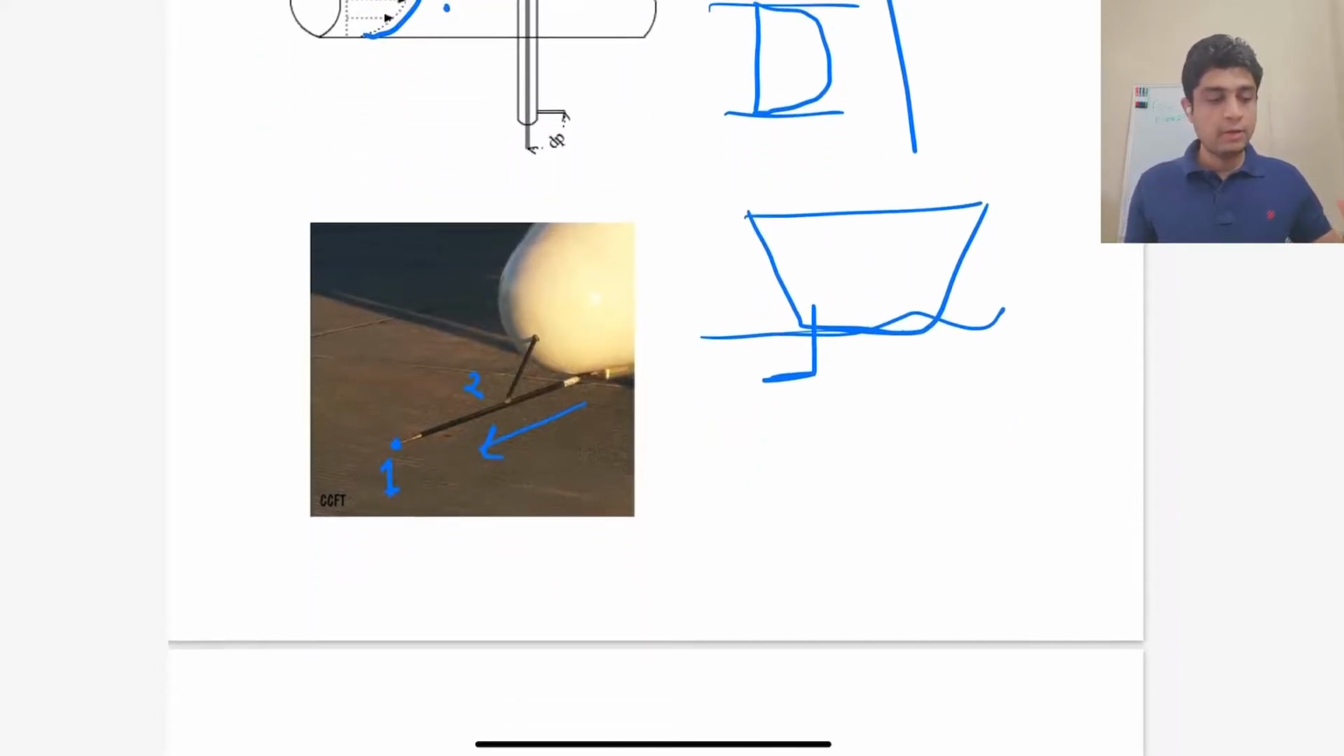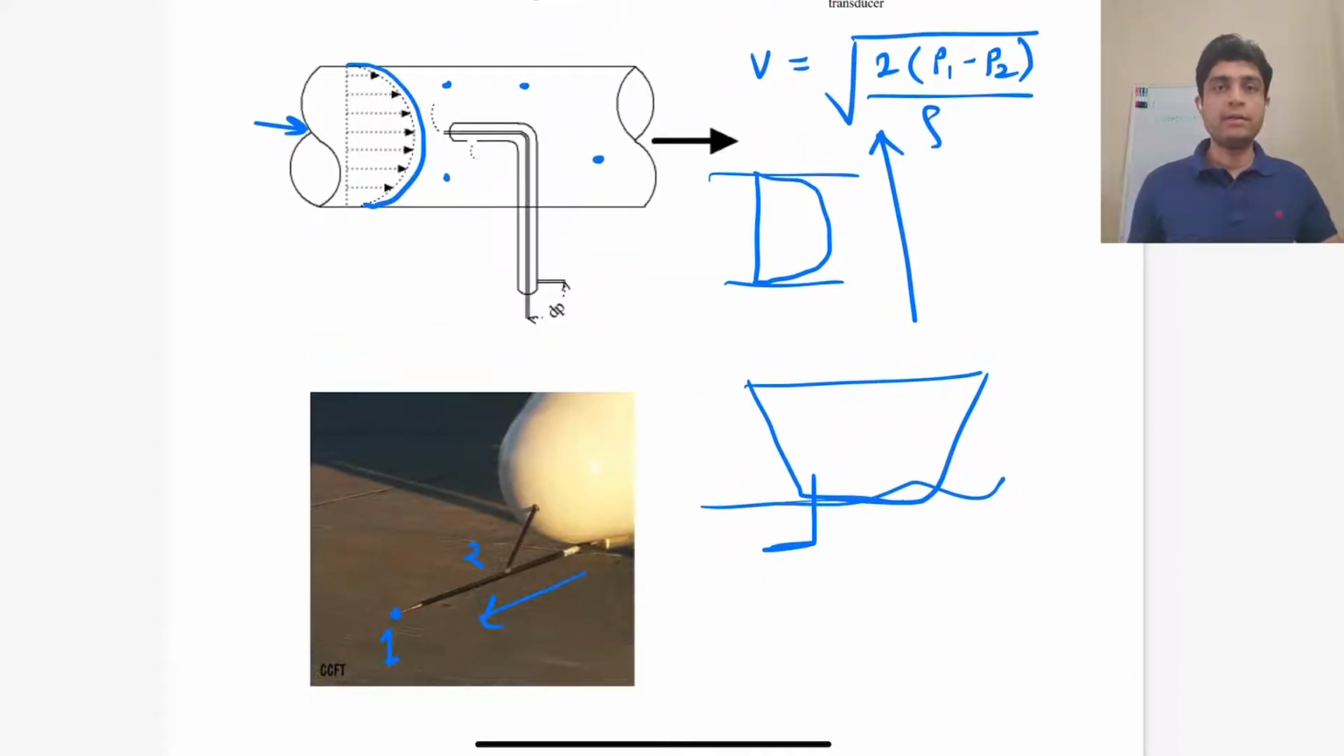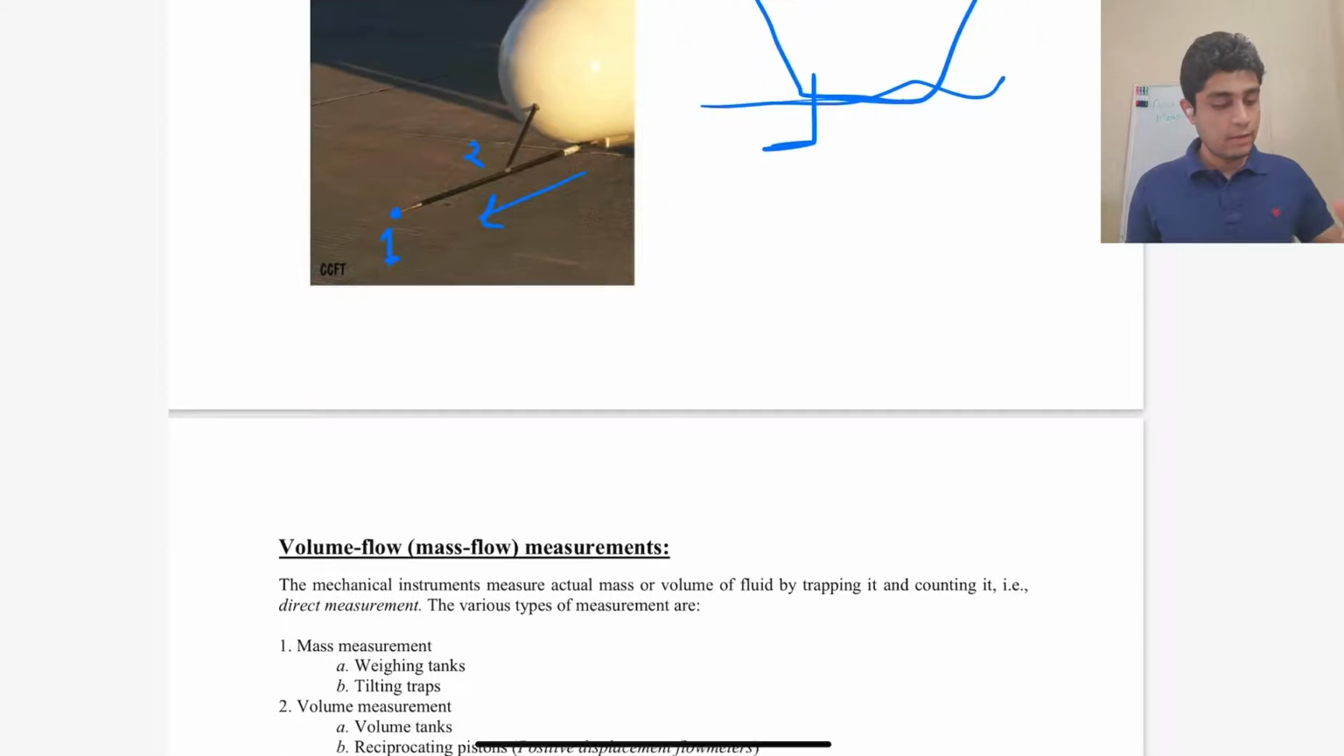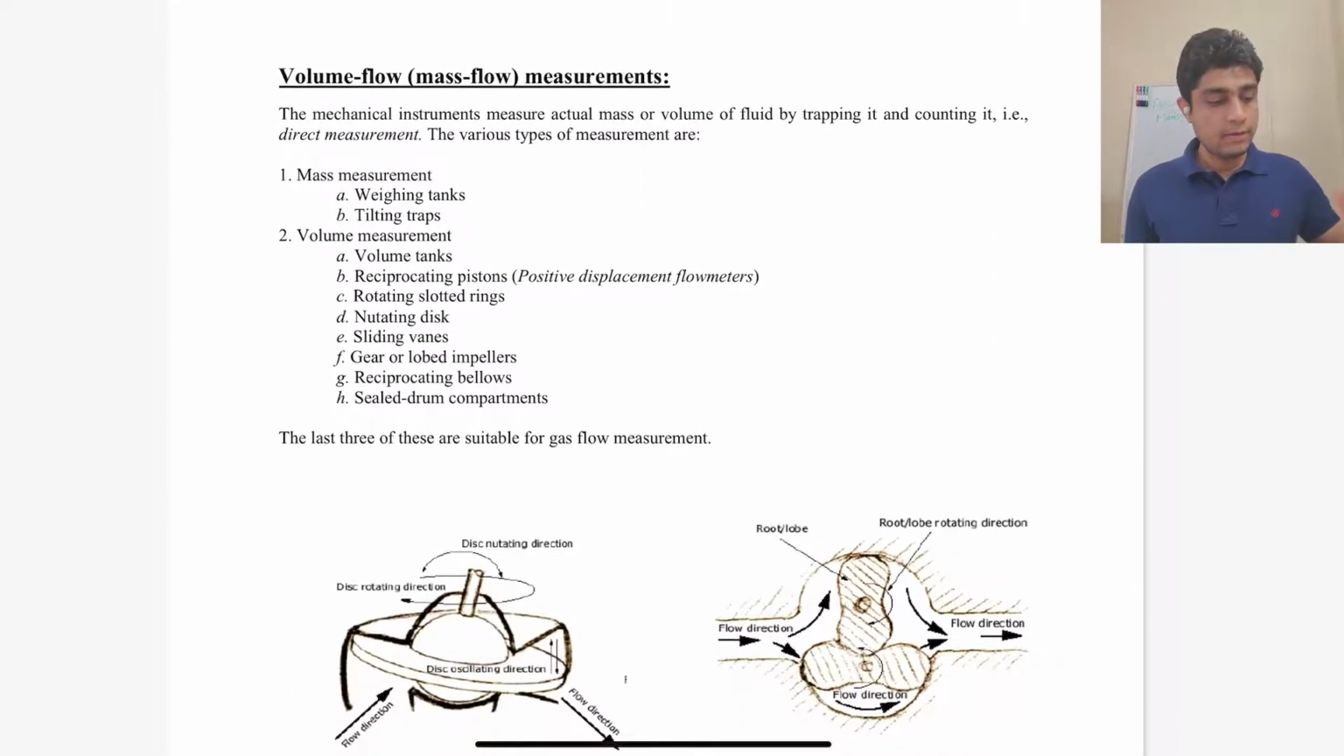So you will have to insert a pitot tube in the water like this. Now this was local flow measurement, but how does the gas pump or your household water meter count the gallons of fluid that has passed? So this is done by using something called direct measurements or positive displacement flow meters. So I'll first talk about direct measurements.